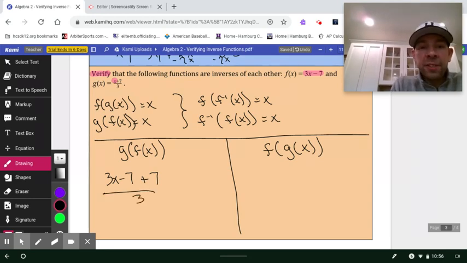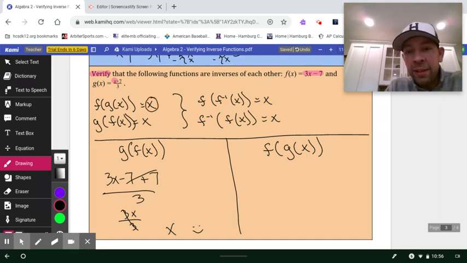So the first thing you'll see happening is the 7s are going to cancel. And then once those 7s cancel, now the 3s can cancel. And the end result is x. So we first canceled the 7s, then canceled the 3s. The answer was x. That's exactly what we were hoping for.